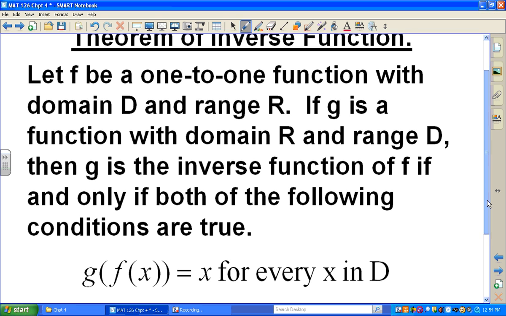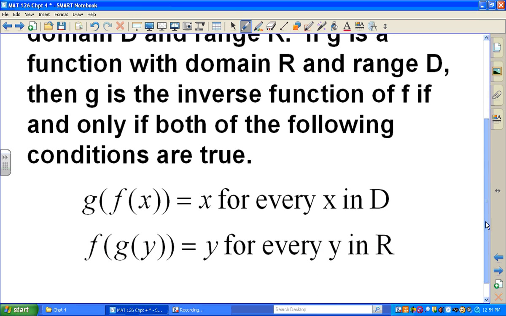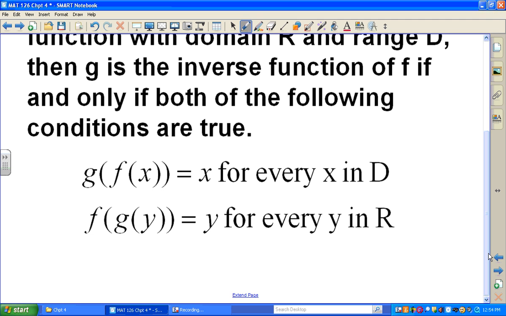Theorem of an inverse function. Let f be 1-to-1 with domain D and range R. If g is a function with domain R and range D, then g is an inverse of f if and only if the following are true. What does all that mean? I don't know, you tell me.